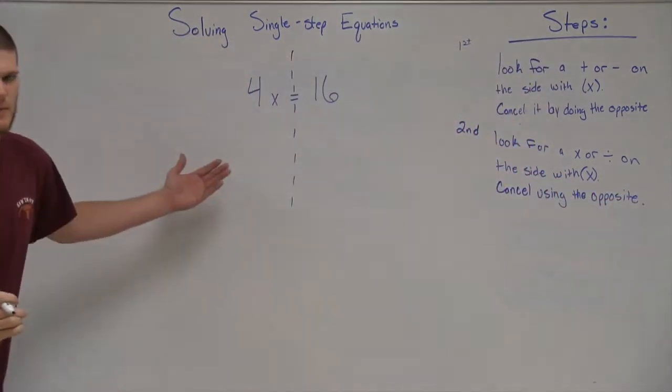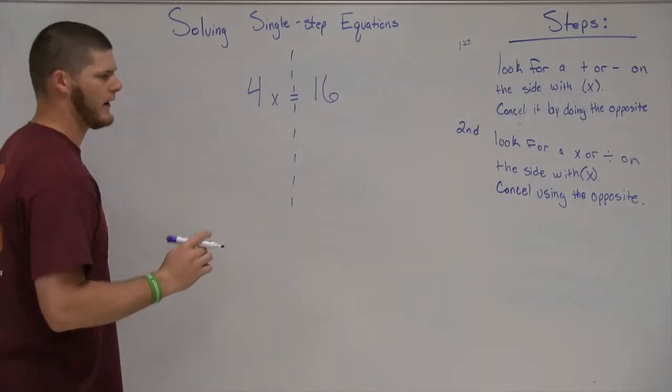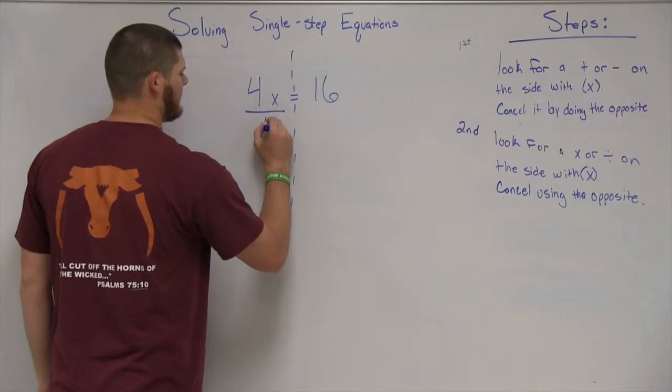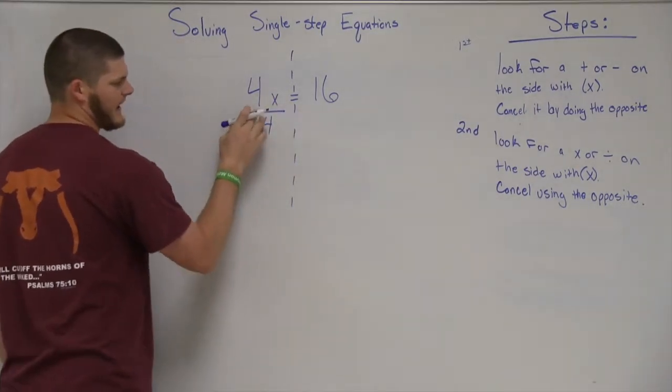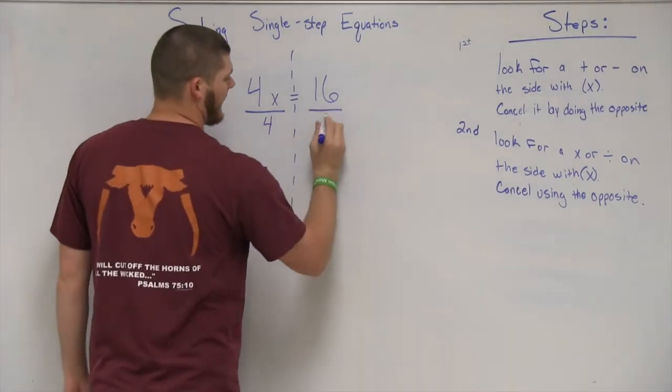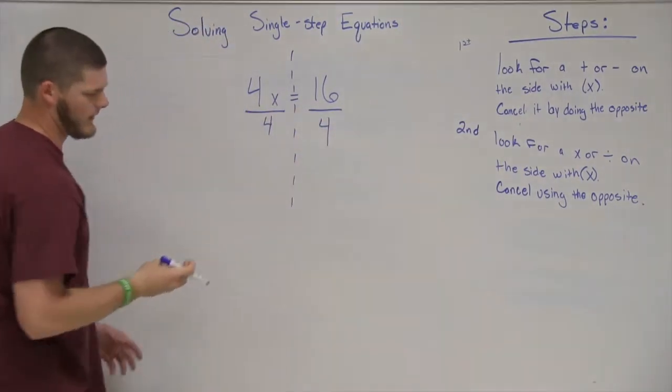The opposite of multiply is divide. So to cancel out our 4, we are going to divide by 4. Now, when we divide by 4 on the left side, or the side with x, we also have to divide by 4 on the other side. So this is what we end up with.